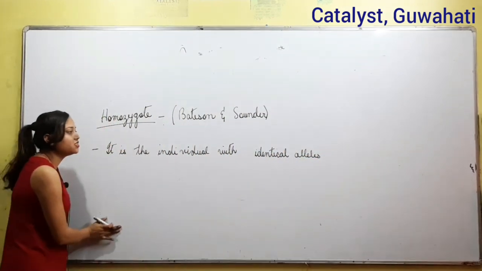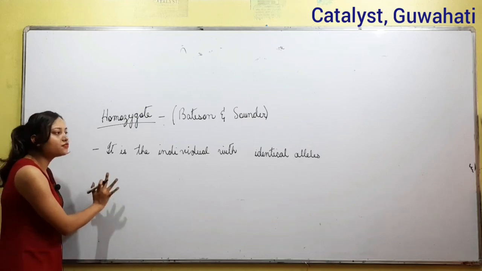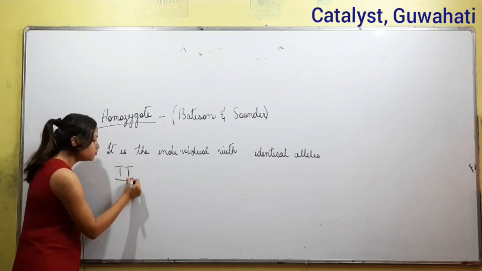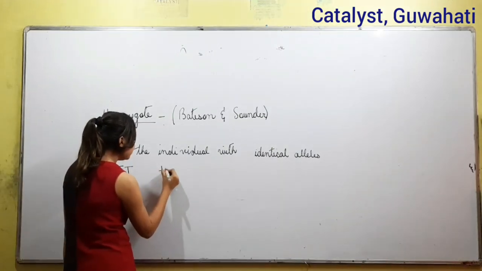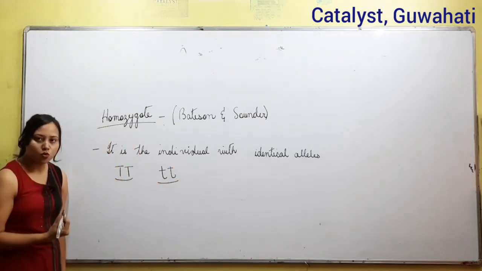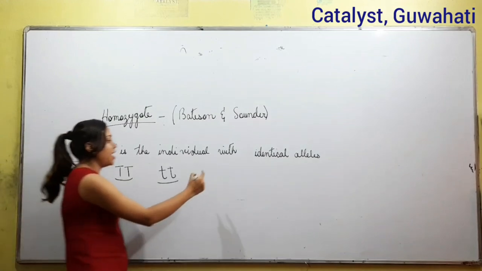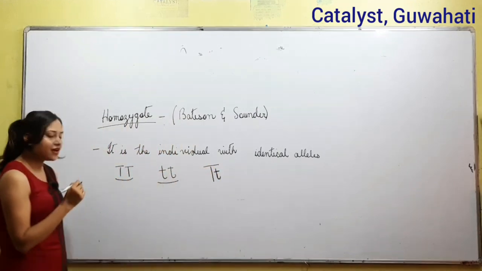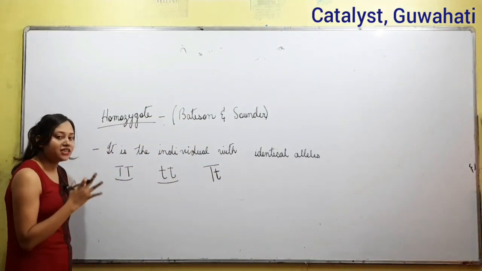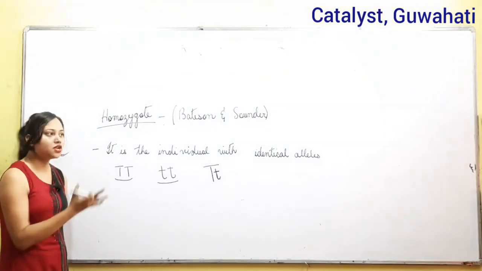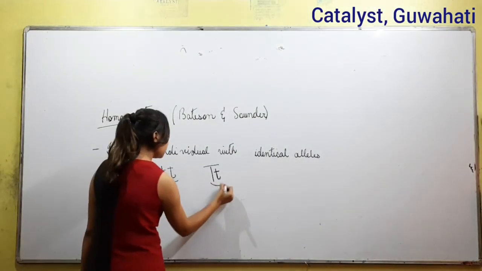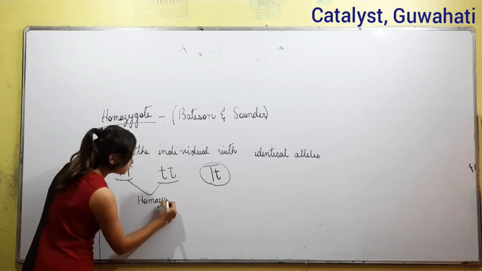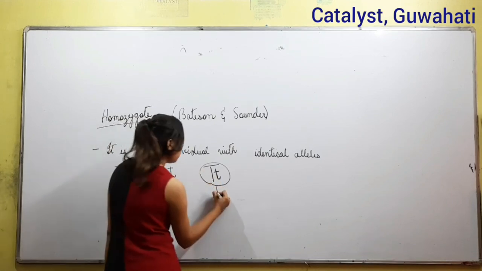So, homozygote organisms are the organisms which consist of identical alleles. Suppose capital T, capital T. This we call homozygote. Small t, small t. This we also call homozygote. But when capital T, small t are in a pair of alleles, we call it heterozygote. Hetero simply means different, homo means same. Okay? So these two are homozygote and this one is heterozygote.